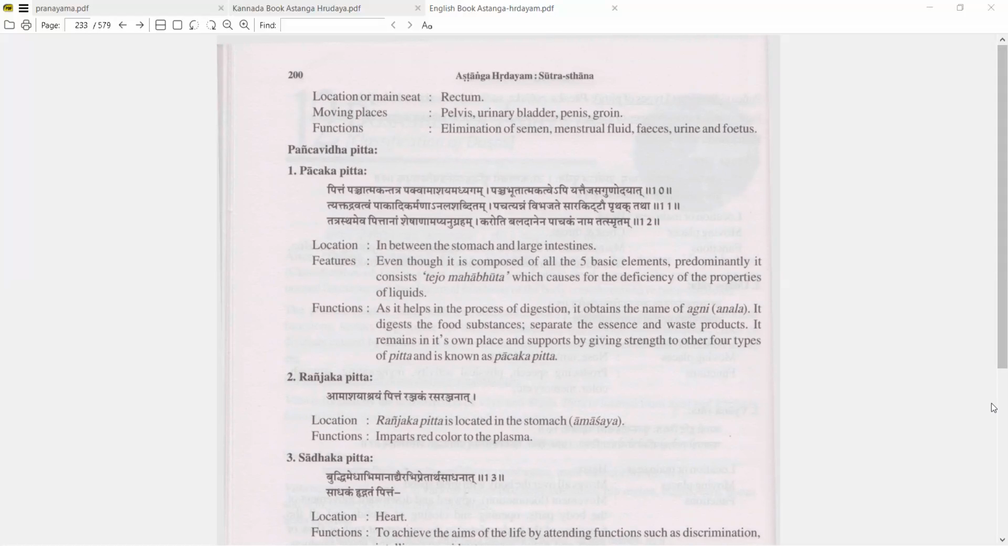Panchavidha Pitta. Pachaka Pitta. It is located in between the stomach and large intestines. Features: even though it is composed of all the 5 basic elements, predominantly it consists of Tejo Mahabhuta, which causes the deficiency of the properties of liquids. Functions: as it helps in the process of digestion, it obtains the name of Agni or Anala. It digests the food substances, separates the essence and waste products. It remains in its own place and supports the other 4 types of Pitta by giving strength, and is known as Pachaka Pitta.